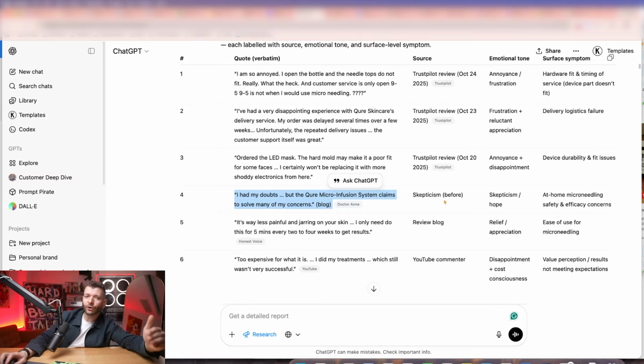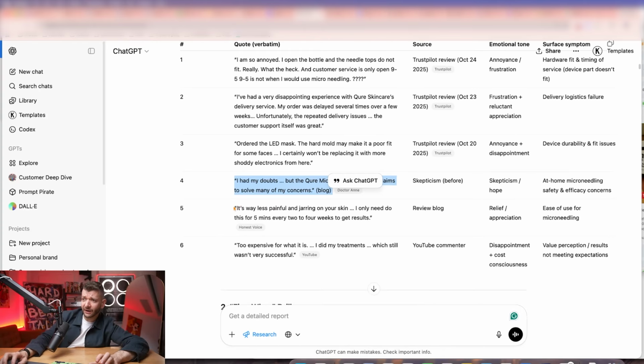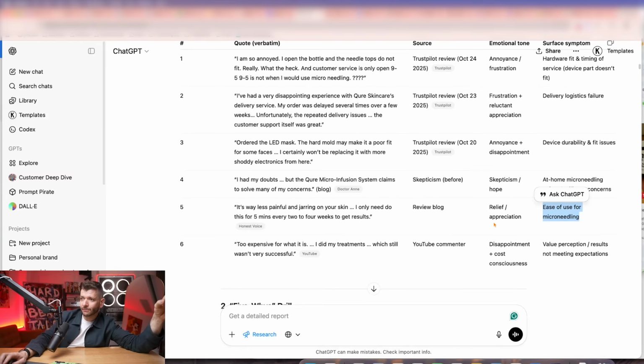It's one of the micro angles that you would use to get people to buy your product. Another one is here: it's way less painful and jarring on your skin. I only need to do this for 5 minutes every 2 to 4 weeks to get results. Boom. Ease of use, right, of this specific product. It's another micro angle that you could use on your ads to appeal to the segment of people that care about the relief and also the speed of use. Like you don't have to use this product every single day.